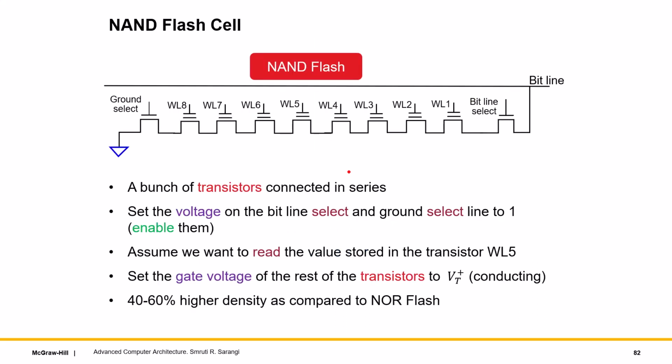NAND flash is basically, as we have said, a much more compact representation, and for this you will have to ensure that regardless of the value that the rest of the transistors store, the VGS is greater than or equal to Vt plus. So here what will happen is that all of these will be conducting, this will be conducting, and this can be read.